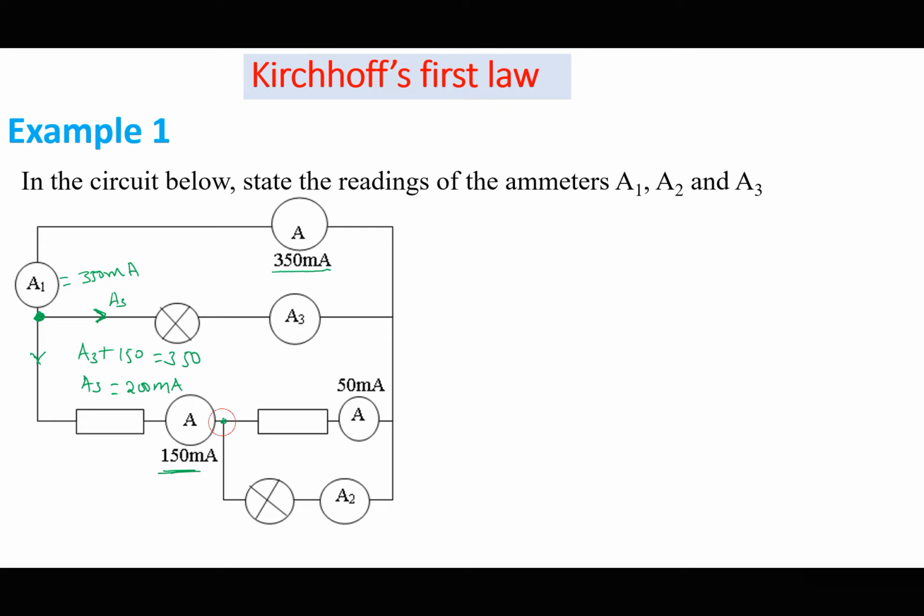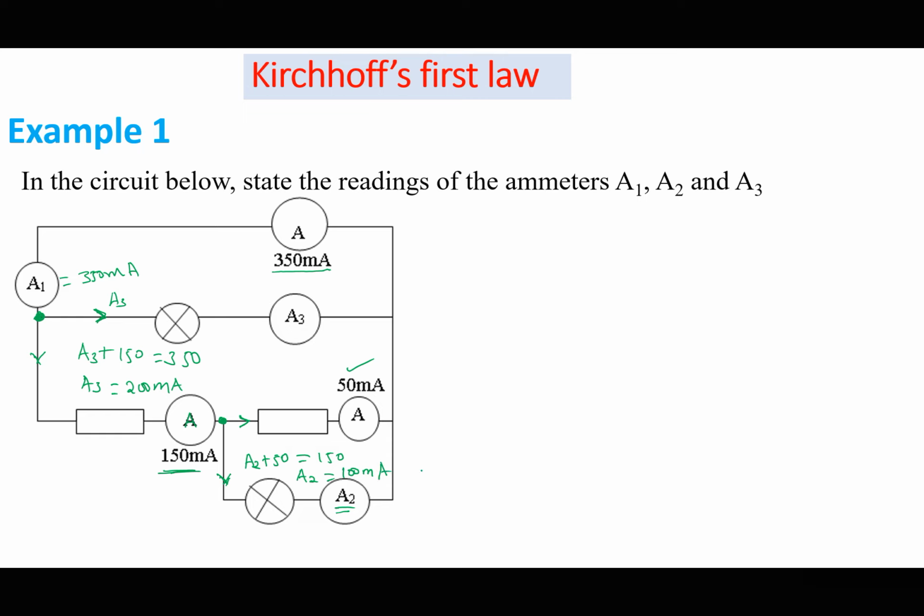Then the current entering here is 150, which is read with this ammeter here. So 150 at this junction again divides. Part of it takes this path, which is 50 milliamperes, and part of it takes this path, which is read by A2. So the reading of A2 plus 50 milliamperes should give us 150 milliamperes, which means A2 is 150 minus 50, which is 100 milliamperes.